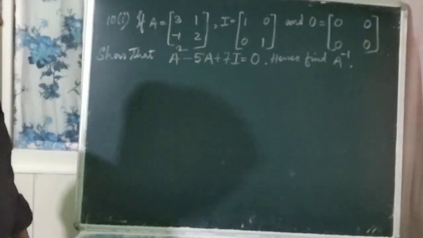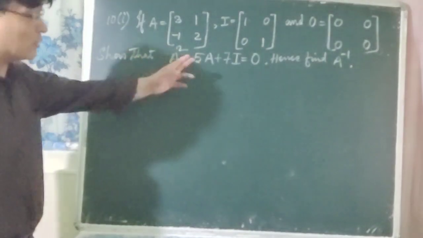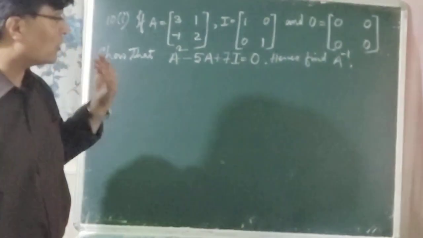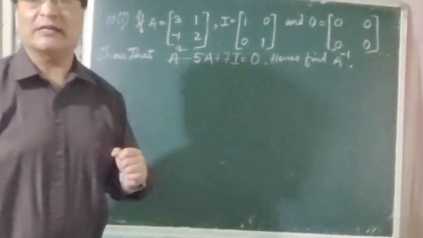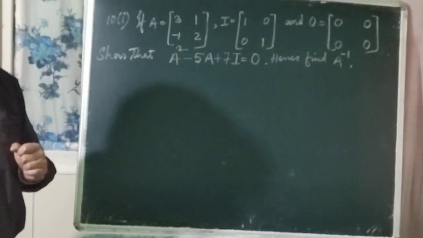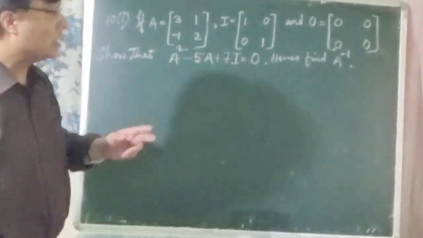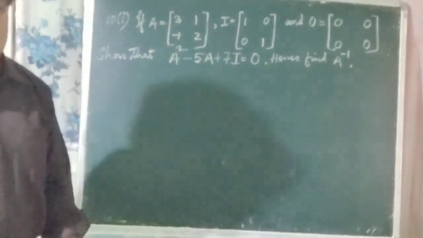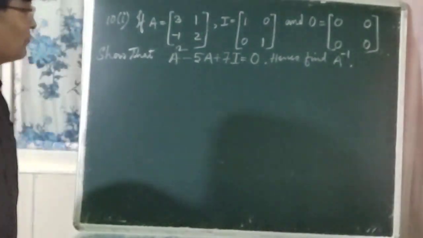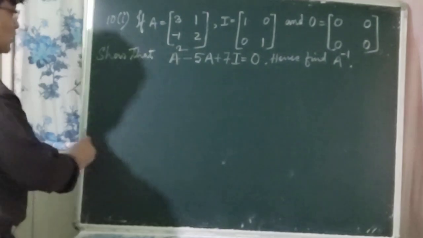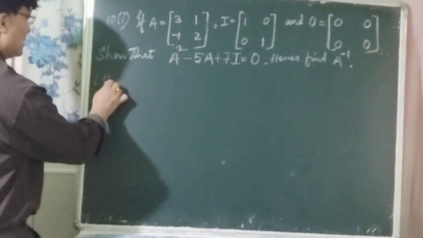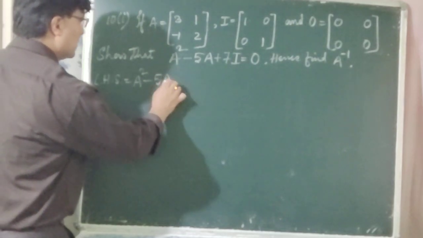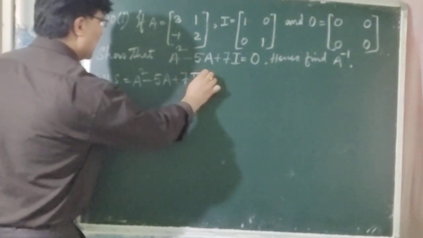Since this is the null matrix, you have to show that this relation A square minus 5A plus 7I is equal to O, that is your null matrix. Hence you have to find out A inverse. Okay, so now let us prove A square minus 5A plus 7I is equal to null matrix. First of all we will do the first part, that is you have to prove LHS is equal to A square minus 5A plus 7I.